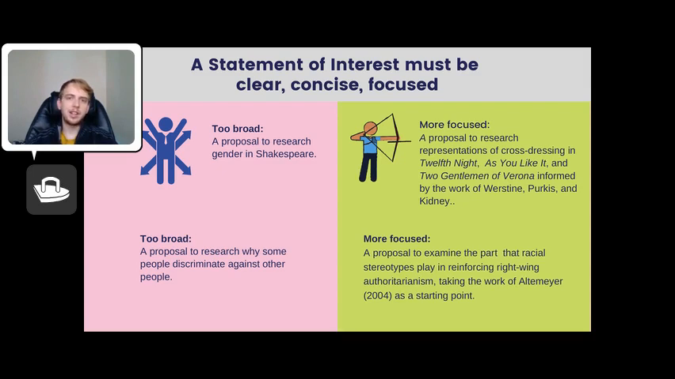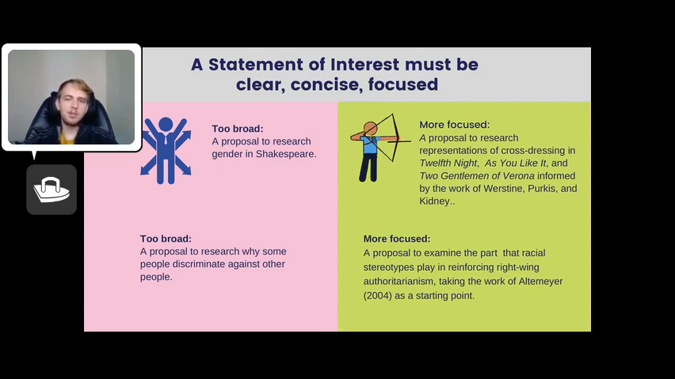For example, an English-based proposal to research gender in Shakespeare is simply not viable. Anyone who has done some research in the field will know that it would take a lifetime to cover this topic. A more focused and viable research project could propose to research, for example, representations of cross-dressing in the specific plays Twelfth Night, As You Like It, and Two Gentlemen of Verona, informed by the work of Worstein, Purkis, and Kinney, experts in Shakespearean study.